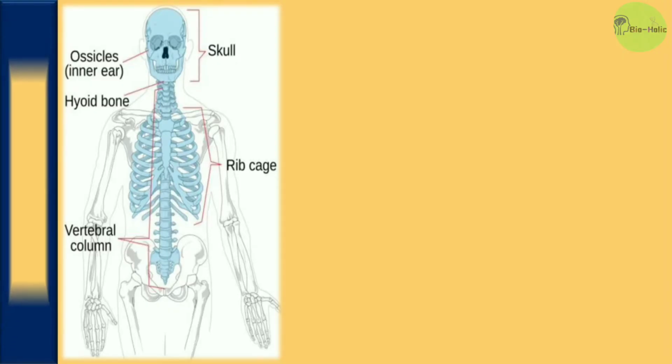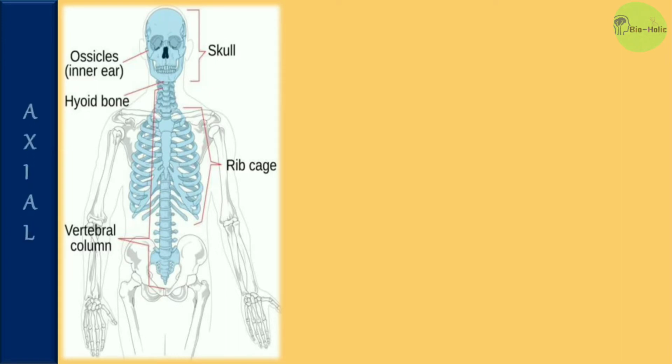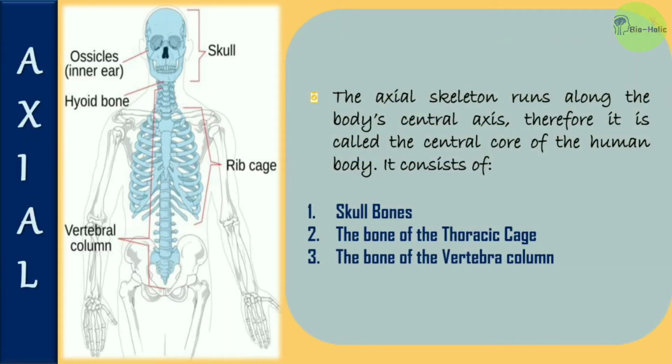First of all, let's learn which bones are called the bones of the axial skeletal system. The axial skeleton runs along the body's central axis. That's why it is called the axial skeletal system. It is the central core of the human body, and it consists of, as I said, the skull bones, the bones of the thoracic cage, and the bones of the vertebral column.